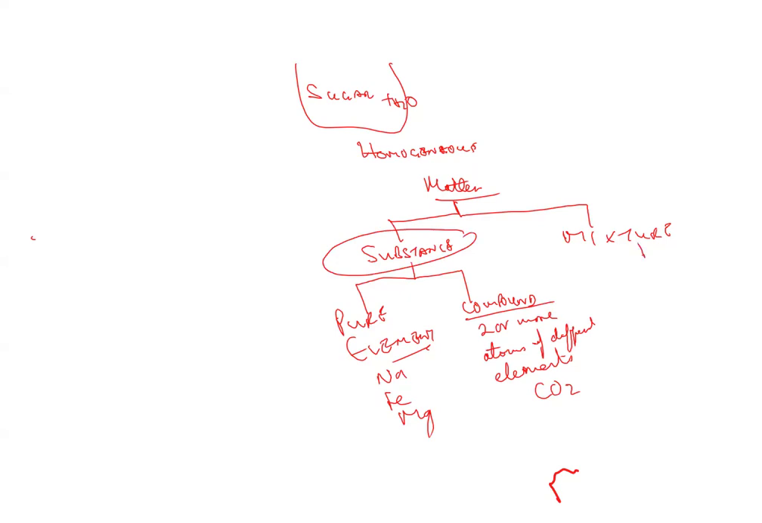All right, so when it's a mixture, we'll have homogeneous or heterogeneous. That means in the mixture, if you see a separation, solid, liquid, gas, that is hetero. If you don't see any separation, that's homogeneous. So sugar and water is a homogeneous mixture.